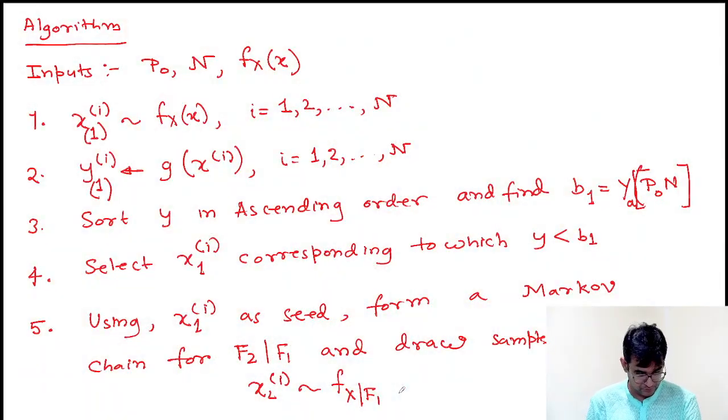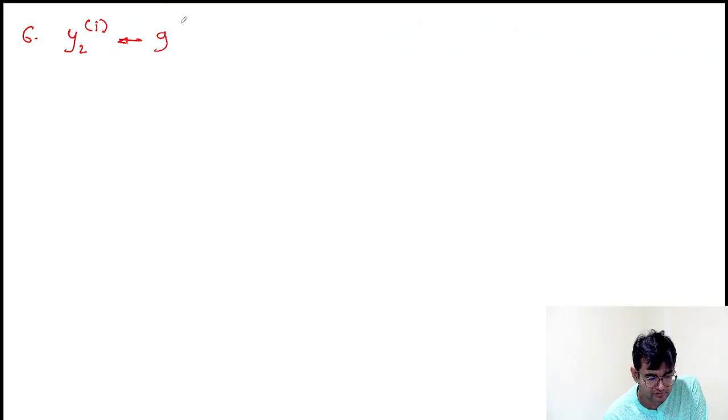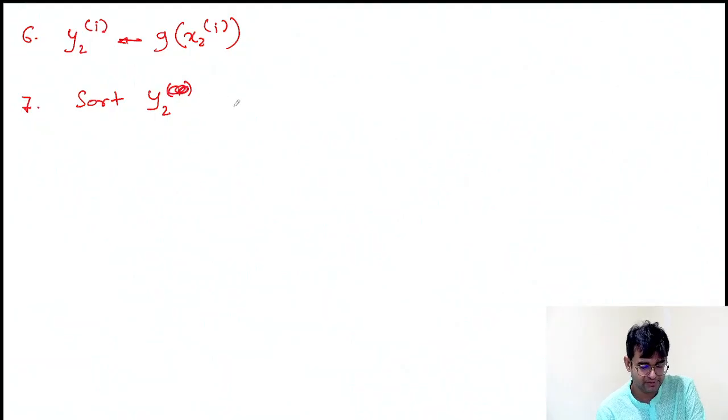Okay. So step 6 is you have xi, so it will become y2i, g of x2i. Step 7 will be sort y2i, or y2 should I write maybe, in ascending order.